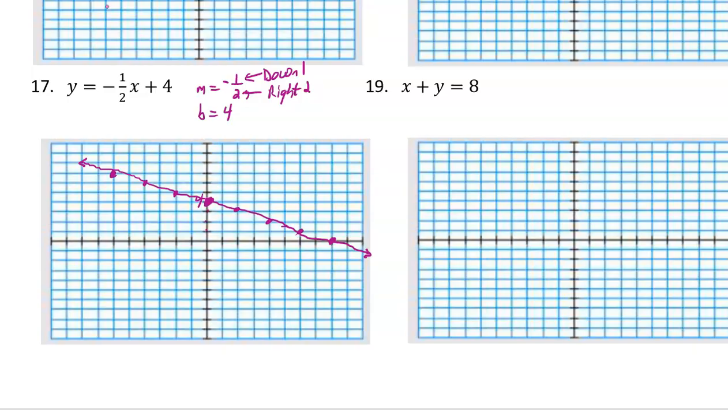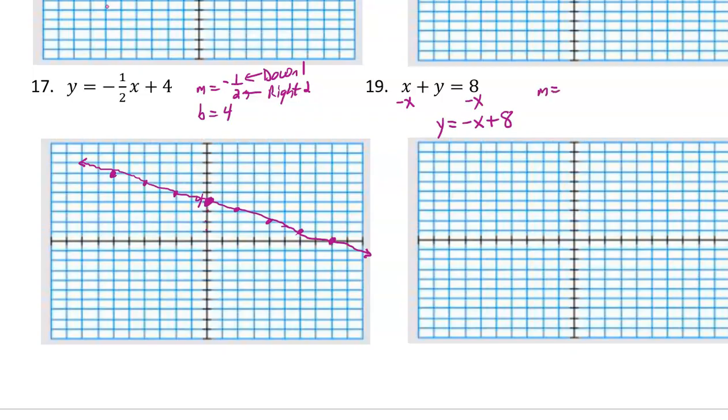Let's make slope-intercept form. Subtract x, subtract x. Y is equal to. Now, for slope-intercept form, which do I want to have first after the equals? Do I want the x term or the constant term? Negative x, and then put +8 instead of going 8 minus x.